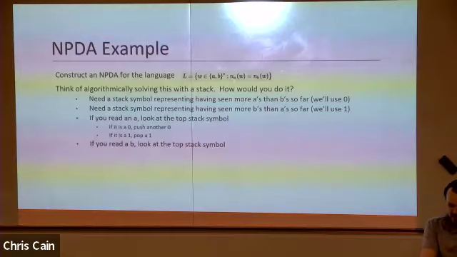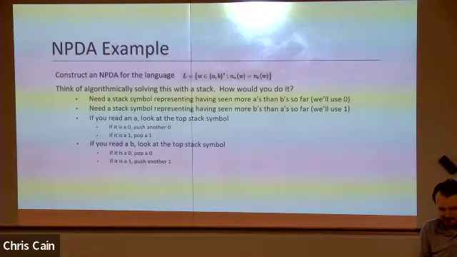If we read a B, we're going to look at the top stack symbol. And now you can imagine that if it's a 0, that means we'd seen more A's than B's so far. We're going to pop a 0, saying that after we read this B, we've seen 1 fewer A's than B's. And if we've seen more B's than A's, then when we see another B, that's going to add 1 to the more B's than A's that we've seen so far.